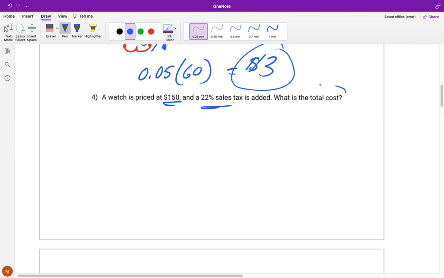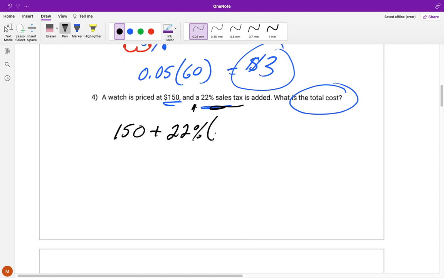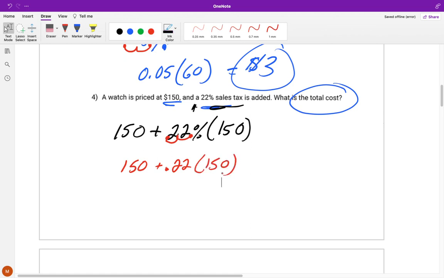All right, this one says a watch is priced at $150 and there's a 22% sales tax that's added. What is the total cost? So here we are trying to figure out what the final amount is going to be. It's going to be the original amount that we have, the 150, plus we're going to add, because it's a sales tax, so it's increasing. So we're going to add 22% of that 150. I'm going to convert this 22% to a decimal, so it becomes 150 plus 0.22 times 150. And 22% of 150 is 33. So now we get 150 plus 33, which is going to be $183. And that will be how much we will pay after the sales tax.